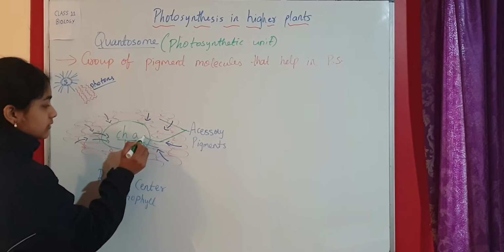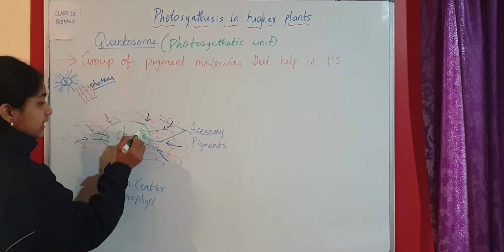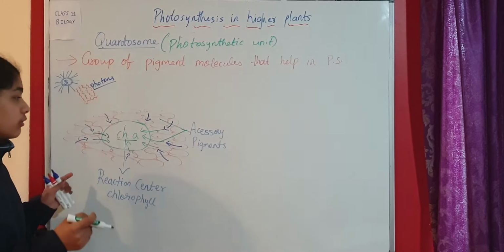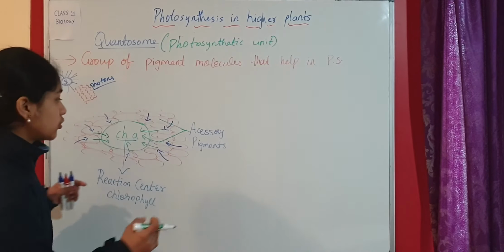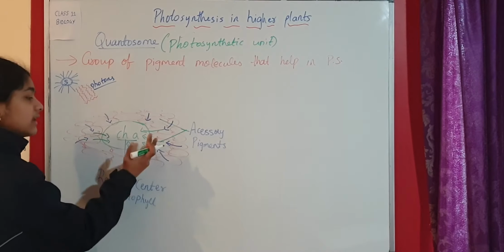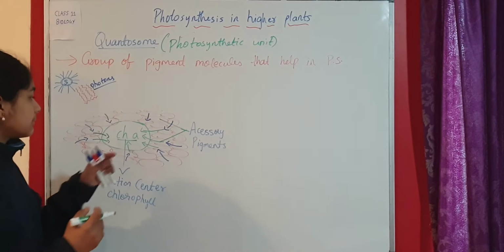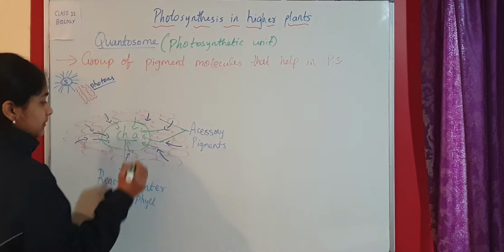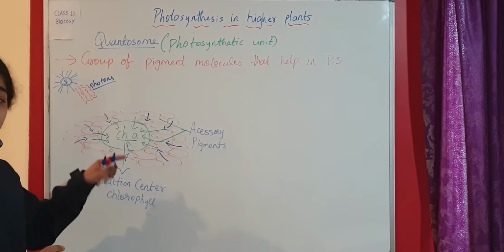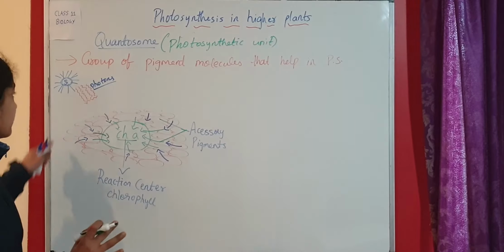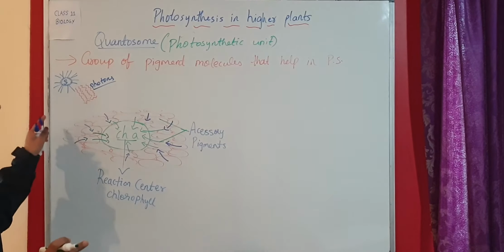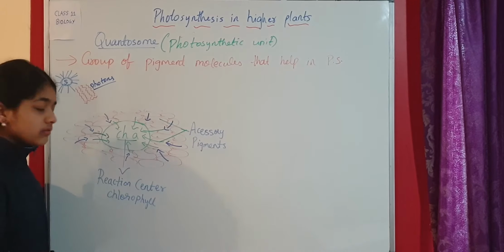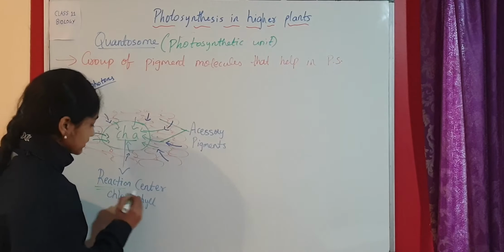Okay, so this is how it works. The outer surface pigments are going to pass the heat energy towards the inner pigments, and the inner pigments finally pass it on to the main pigment, that is chlorophyll A, again here as well. So finally all the energy from the sun, all the heat energy from the sun, has got to the chlorophyll A, and here is where the main reaction happens, and that's why it's called the reaction center chlorophyll.